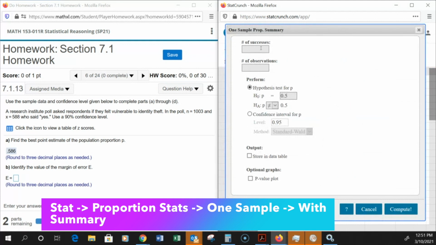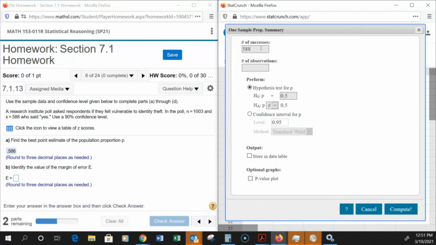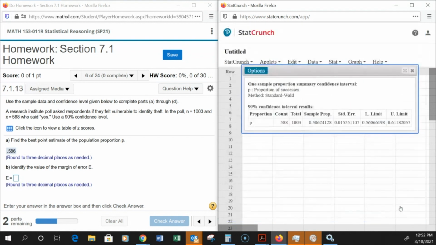Then it says, how many successes did you have? And I say 588. They say, how many observations were there? And I say 1,003. And what are you trying to get? Well, they asked me to get a 90% confidence level. So I want a confidence interval, and I want it 90%. There are several different methods. We will always use this same one. You don't have to do anything but that. There's your lower limit. There's your upper limit.